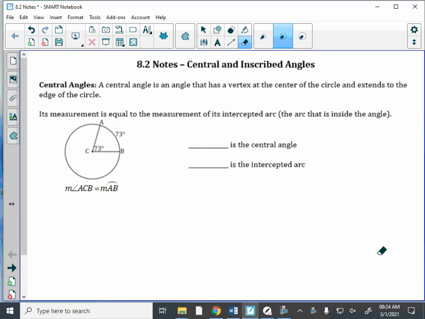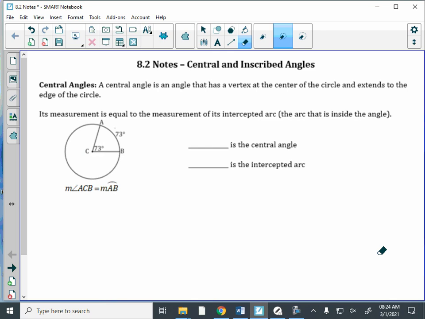In the last lesson, we talked more about segments within circles, like radii and diameters, chords, tangents, and secants. So we dealt with segments and lines with circles. This lesson we're going to talk more about angles. There are multiple types of angles involving circles, and we're just going to focus on two of them.